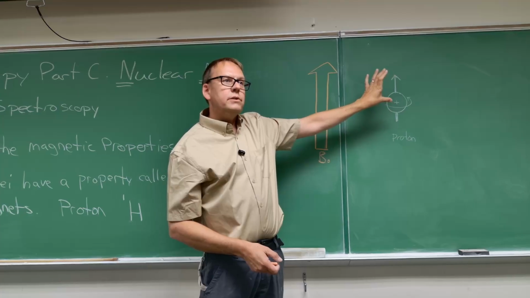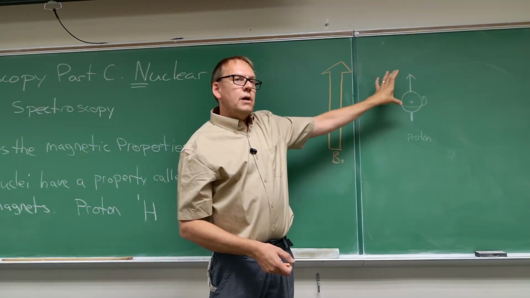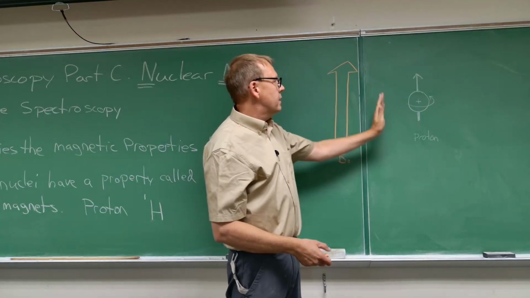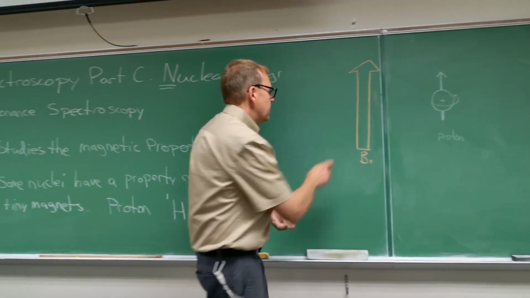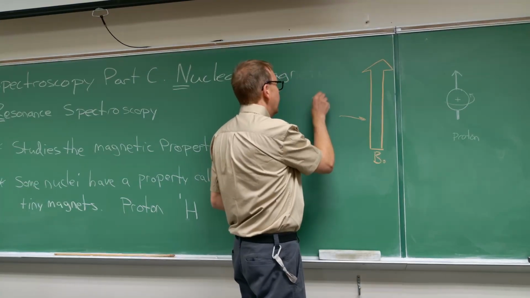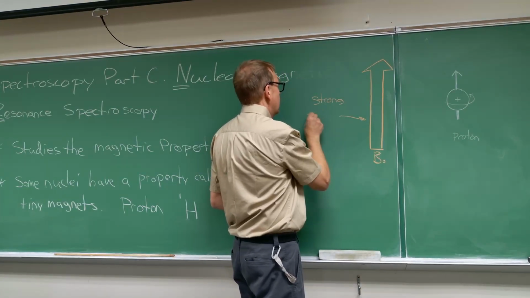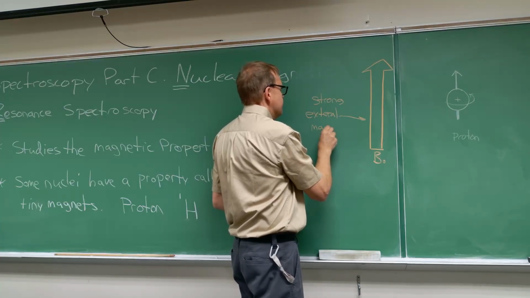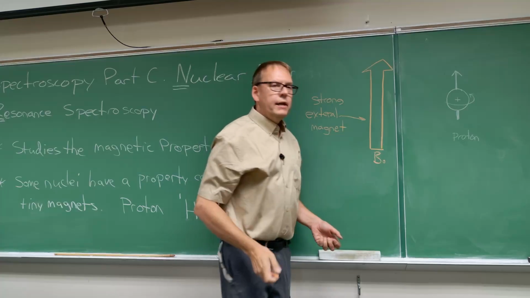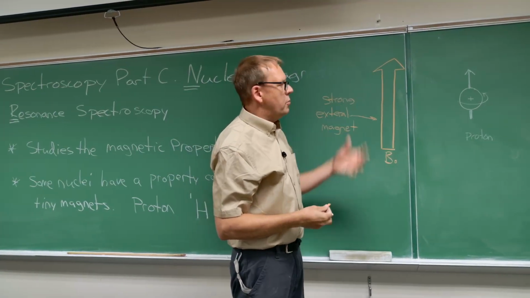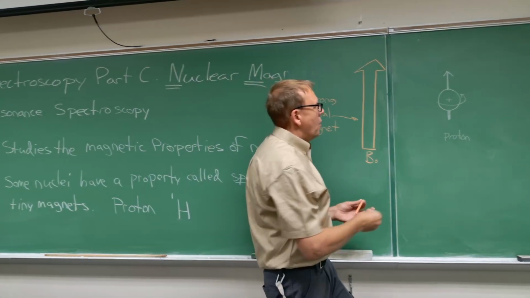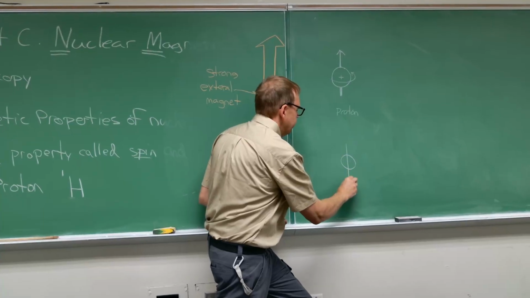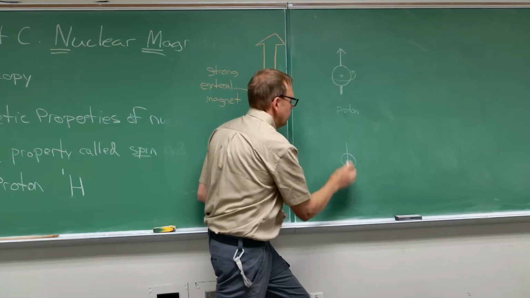And it turns out when you put atoms, protons, in a magnetic field, there are two ways that they can align. They can either align with the external applied field. So I'm going to say this is a strong external magnet, and it has a direction. It has a north pole and a south pole. A proton can either align with the magnetic field or it can oppose the magnetic field. In other words, it can look like this.